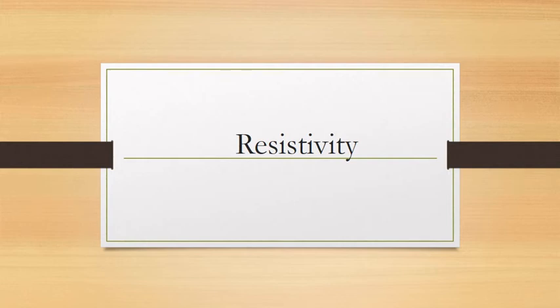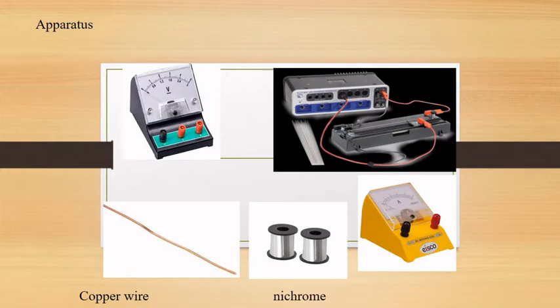Experiment of resistivity. The purpose of this experiment is to find the resistivity of unknown materials. The apparatus for this experiment is copper wire, nichrome wire, micrometer, breadboard, ammeter and voltmeter, and meter sticks.